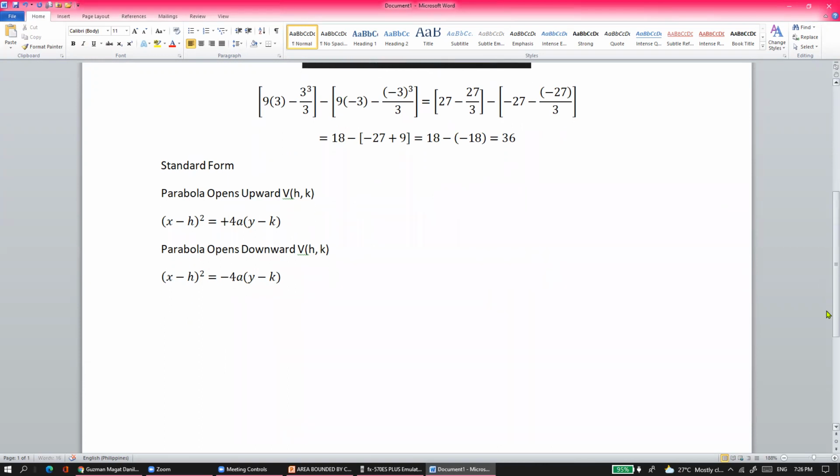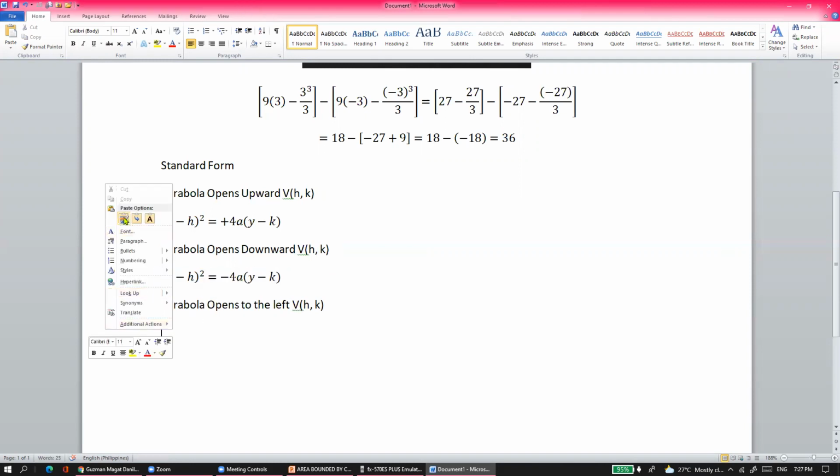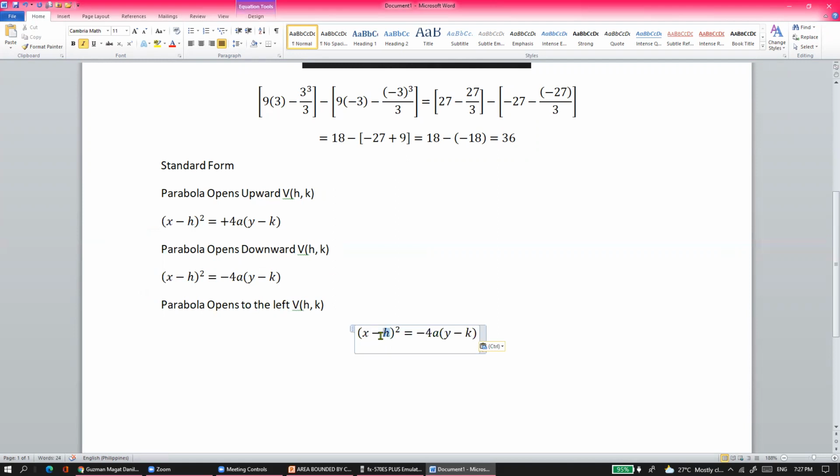Now, another. Parabola, okay, opens to the left. Copy-paste ko na lang ito. Gawin ko na lang to the left. Parabola opens to the left. If it is to the left, ganito lang mangyayari dyan. So, babaguhin ko lang ito, no? Instead, ang nakasquare ay x minus h, ang nakasquare naman dito is y minus k. At ito naman is magiging x minus h. Okay. Ang katabi ng 4a is x.